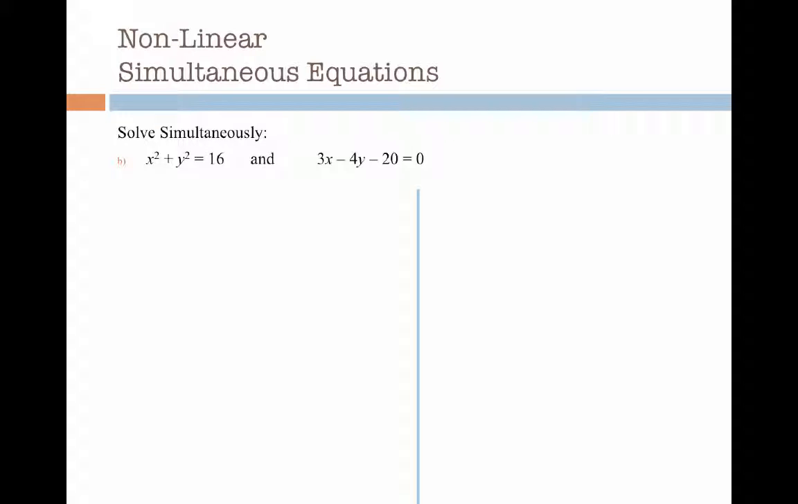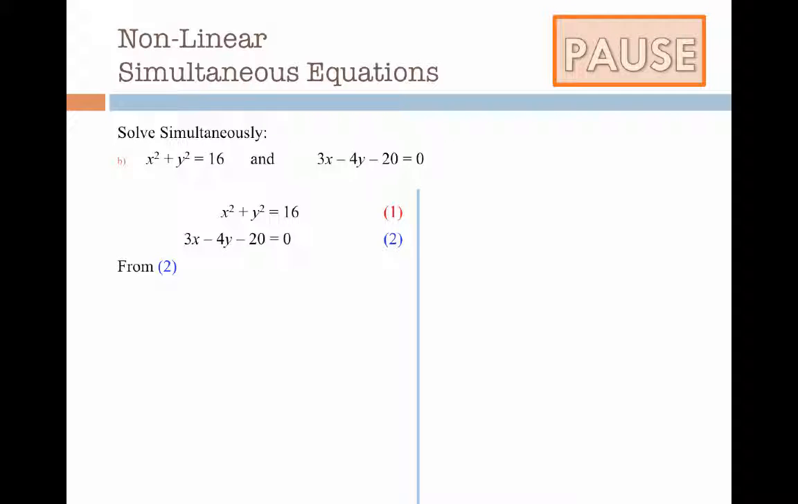Now we're going to try and solve the second equation. This is a little bit more difficult, but we'll go through it step by step to help you out. The first step is the same as the last question. We're going to rewrite our equations and label them equation number 1 and equation number 2. We're also going to rearrange equation number 2 so that we can write it as y in terms of x.